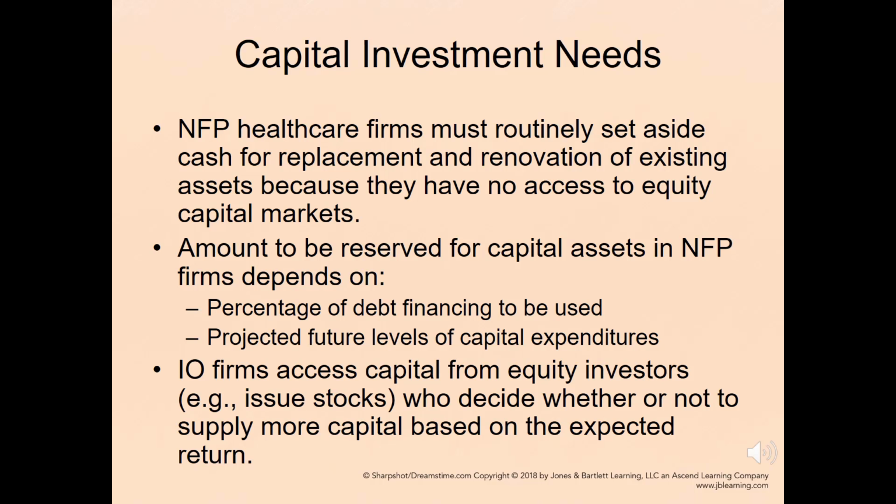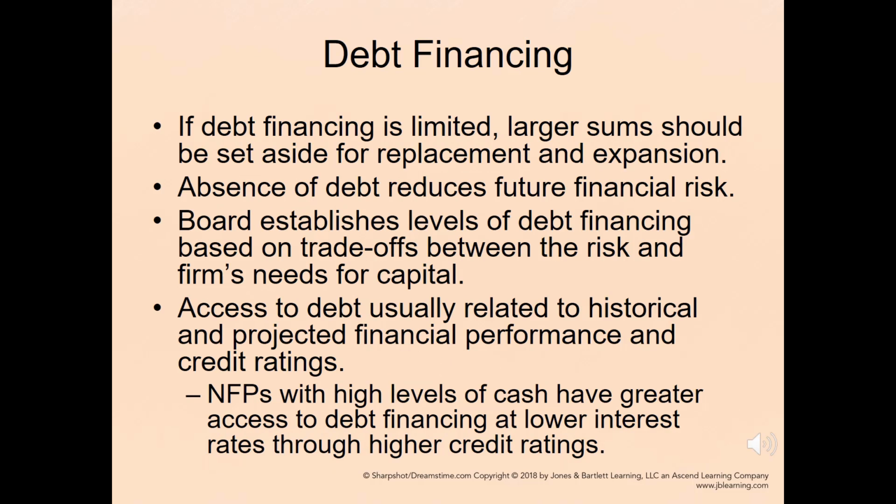Investor-owned firms access capital from equity investors, for example, through the issuance of stock, who decide whether or not to supply more capital based on the expected return. If debt financing is limited, larger sums should be set aside for replacement and expansion. Absence of debt reduces future financial risk. The board establishes levels of debt financing based on trade-offs between the risk and the firm's need for capital.